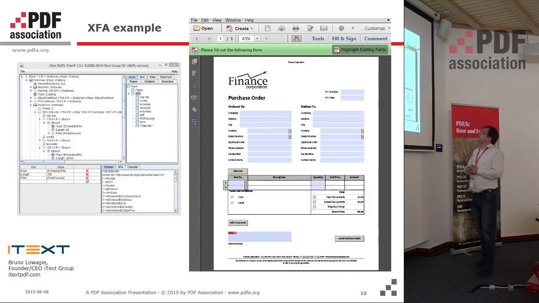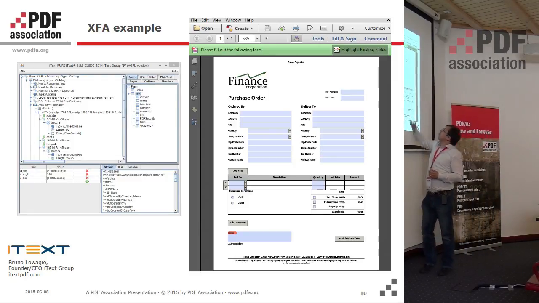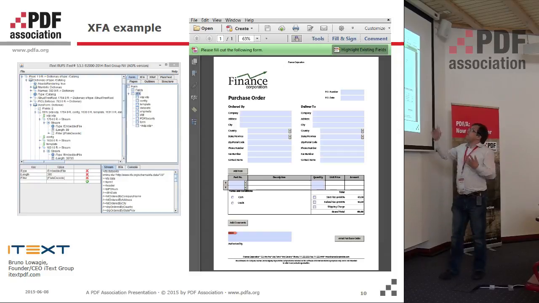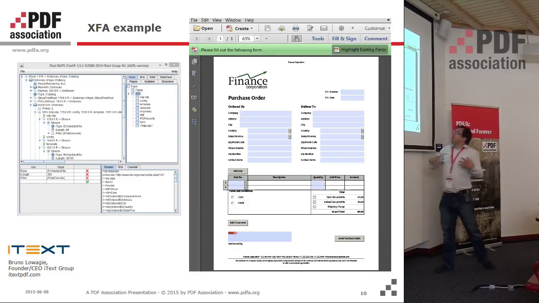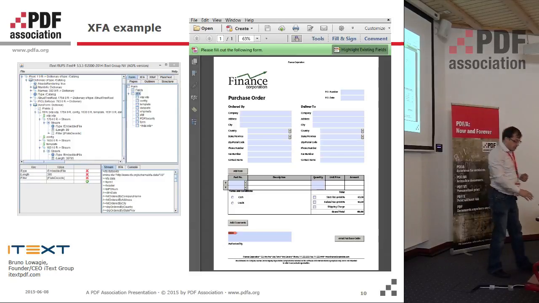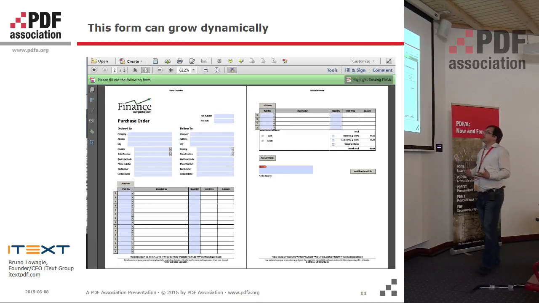Here we have an XFA example. This is a purchase order, and you see different lines also for product items. If you look inside the PDF, we see we have an empty fields array in the AcroForm dictionary, and we have some XML streams, like here, data, form 1, header, and so on, PO number. So it's pure XML. And we can make the form grow dynamically.